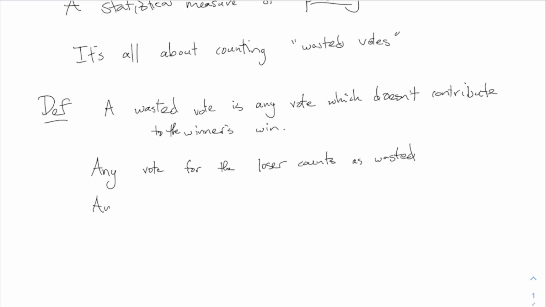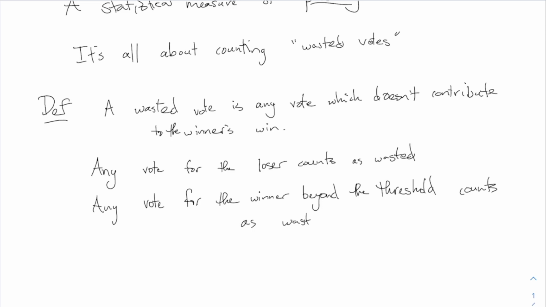And also, some of the votes for the winner count as wasted. Any vote for the winner beyond the threshold, like extra votes for the winner that they didn't actually need, counts as wasted. All right. This is the definition of a wasted vote. This is really the important part that you need to remember. Any vote for the loser is wasted, and any vote for the winner beyond the threshold is wasted.